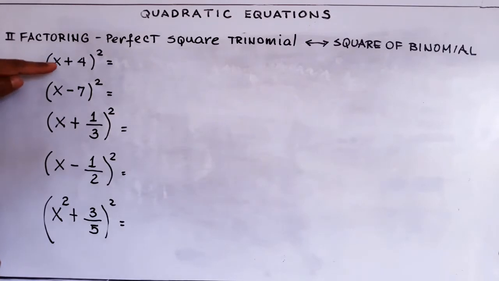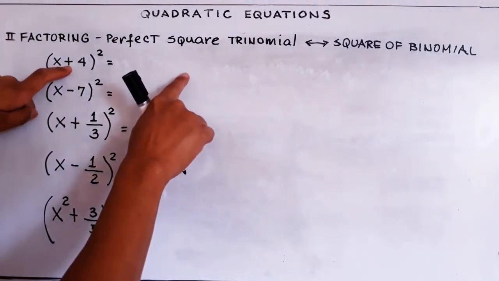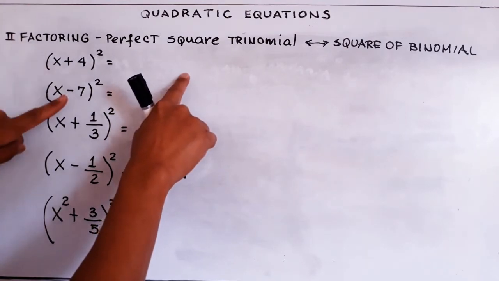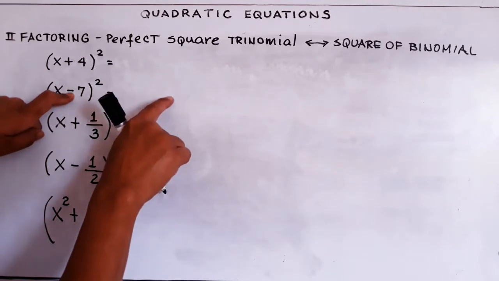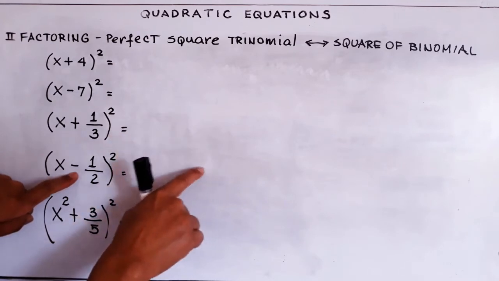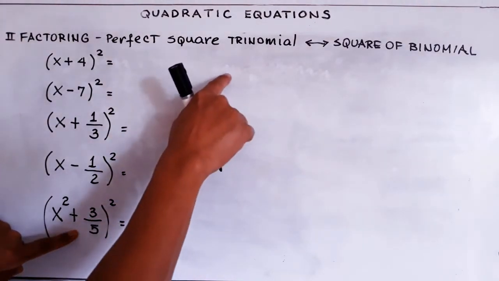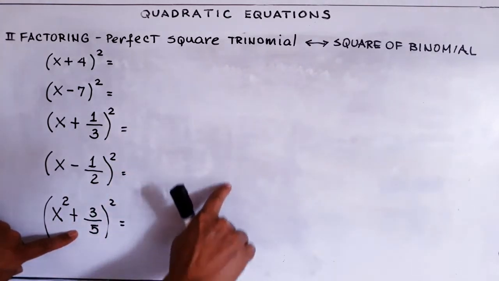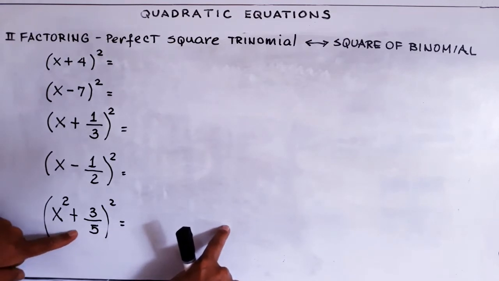Now look at the sign. If this one is plus, the sign of the middle term will be plus. If the sign is minus, the middle term of the trinomial will be minus. If that's plus, it's plus; if it's minus, it's minus. But the sign of the last term will always be positive.